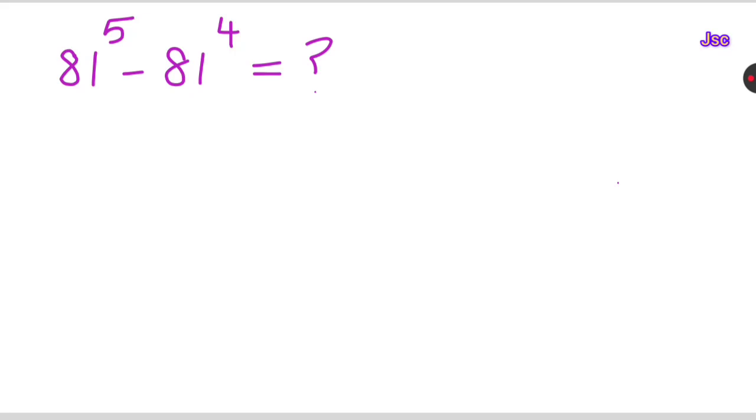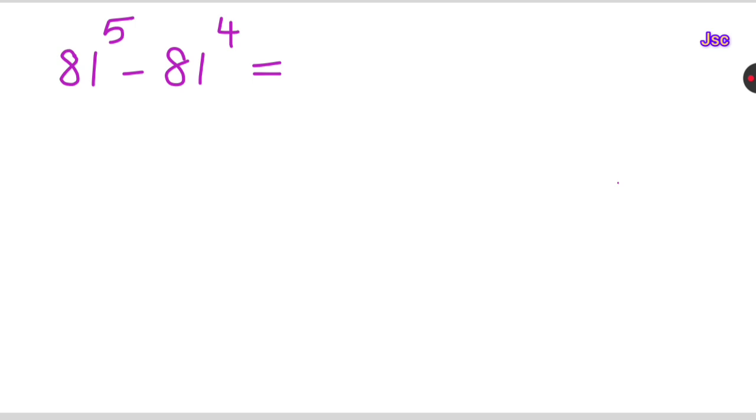Today's question is 81 raised to the power of 5 minus 81 raised to the power of 4. We will solve this without using any calculator. I am going to solve this question by using our math tricks. First observe the numbers. What we have? We have 81 raised to the power of 5 and minus 81 raised to the power of 4.